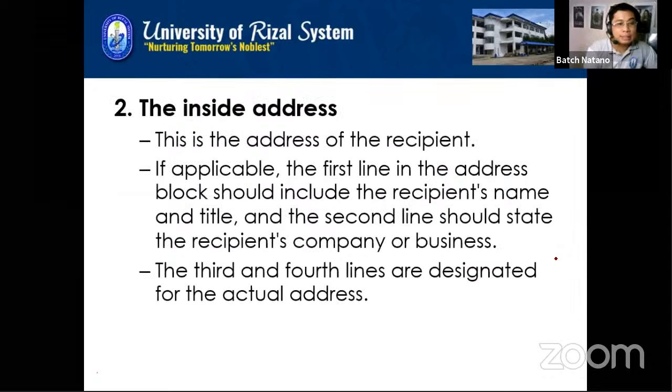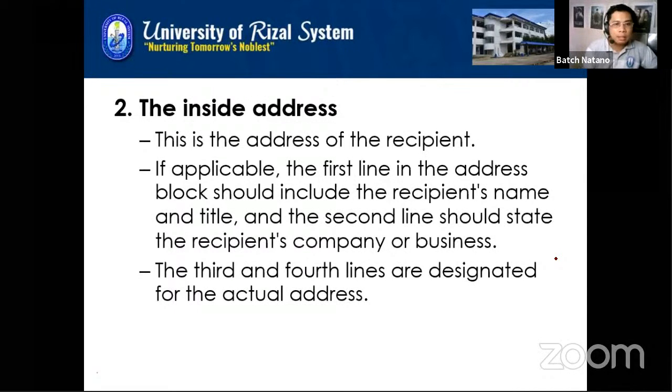Then we have the inside address. So this is the address of the recipient, meaning to say the person who will be receiving your letter. If applicable, the first line in the address block should include the recipient's name. If you know the person who will be receiving your letter, then reflect the name of the person. And if you don't know the name and you only know the position, let's say for example you're applying for a job and you don't know the name of the HR manager, you can just indicate HR manager, and then the succeeding lines will be the company's address or business establishment's address.